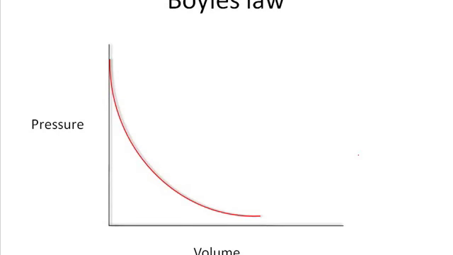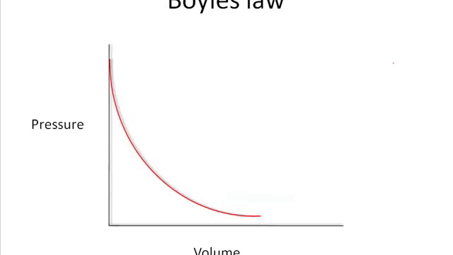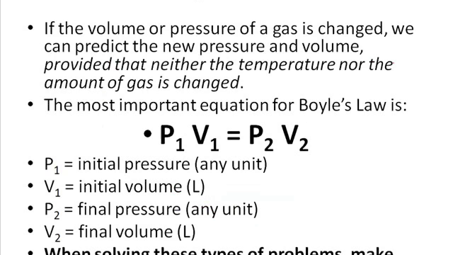Here's the law stated as a graph. And as you can see, as volume increases, pressure decreases. Boyle's law's equation is like this: P1 times V1 equals P2 times V2. The 1 stands for initial, the 2 stands for final. So Boyle's law only relates to pressure and volume, where temperature and moles are constant and they do not change.